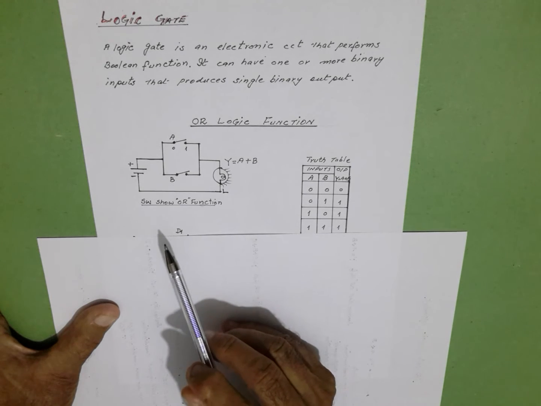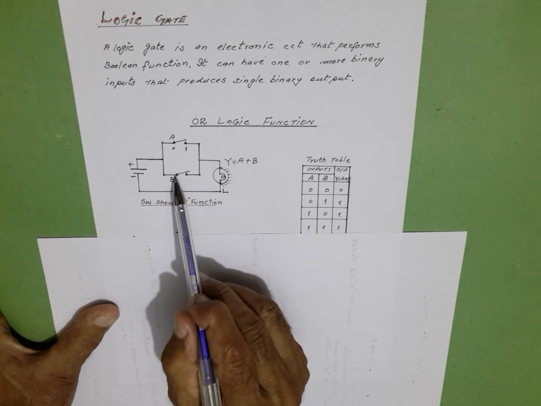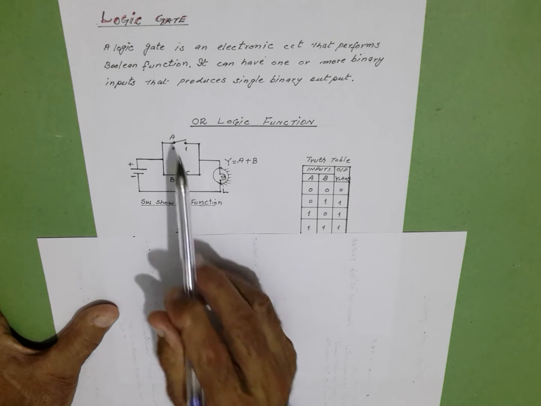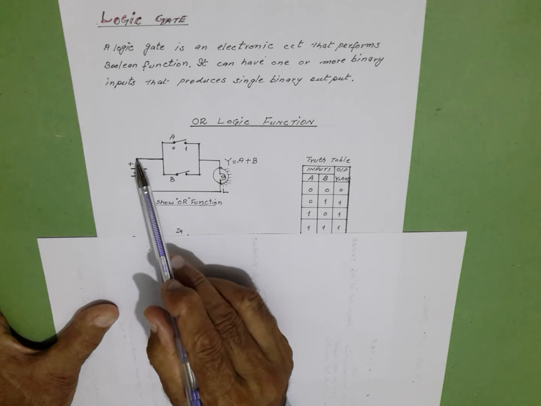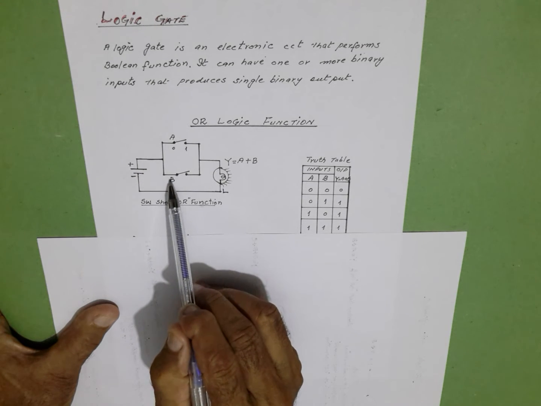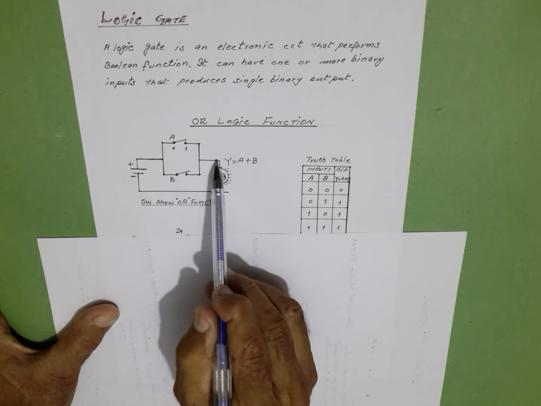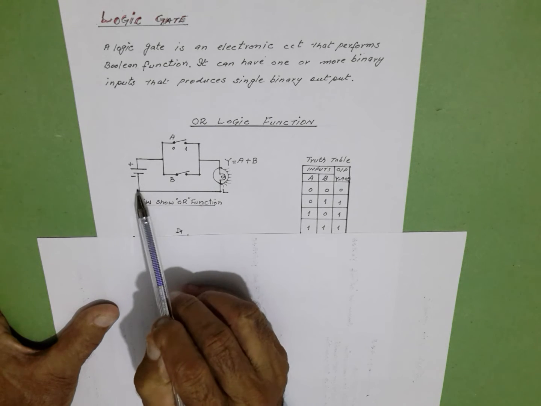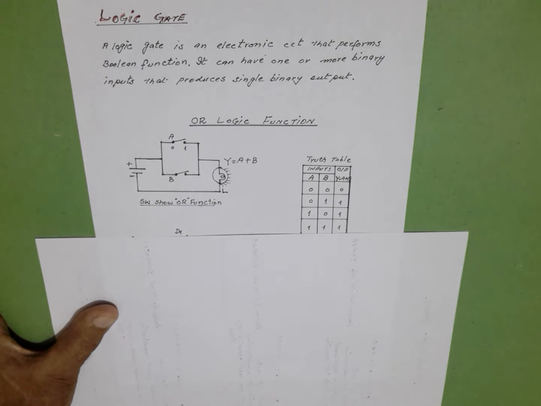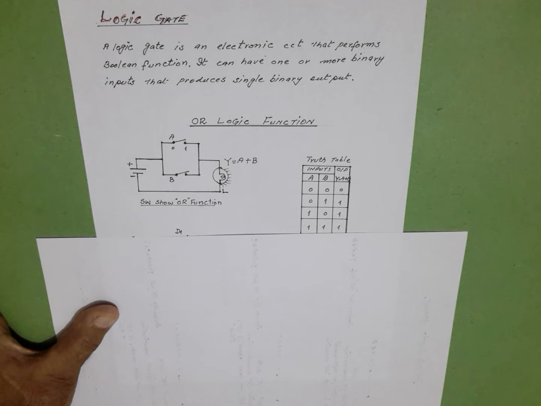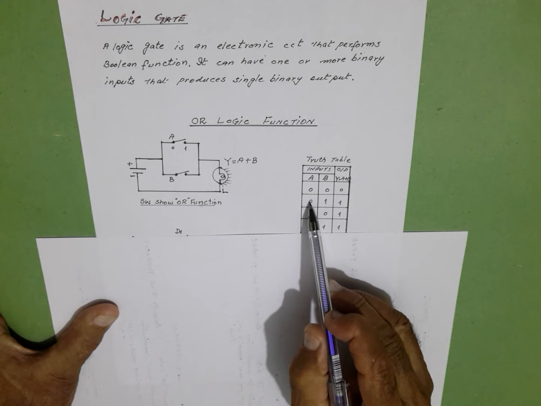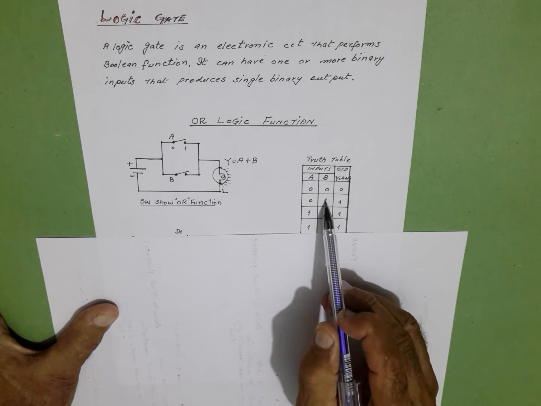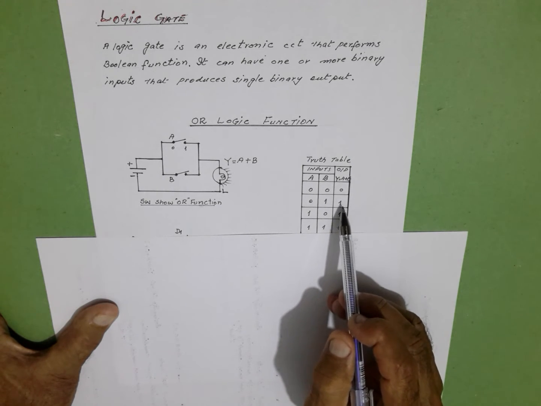For the second combination, when B is closed, A is open, this time the current can flow from here through switch B through the lamp, and the lamp is going to light. For the second combination, when switch B is closed, the output is logic 1. When switch A is open, B is closed, the lamp is glowing.